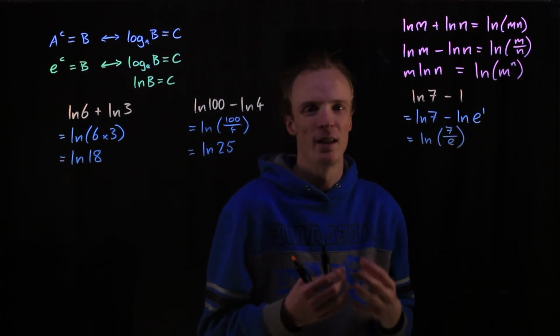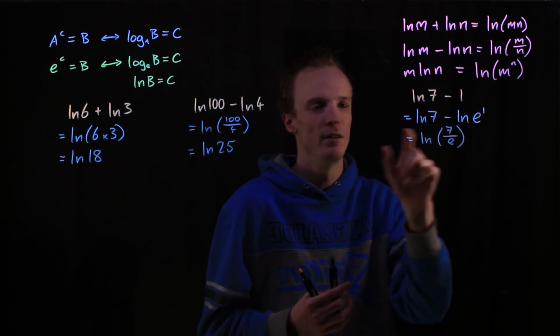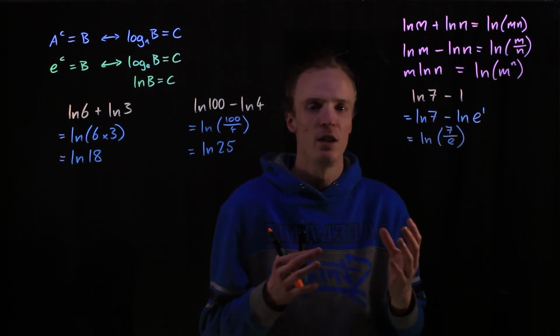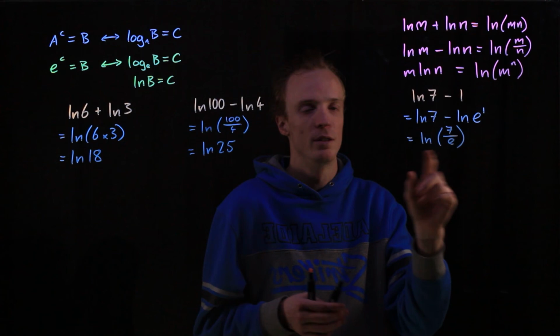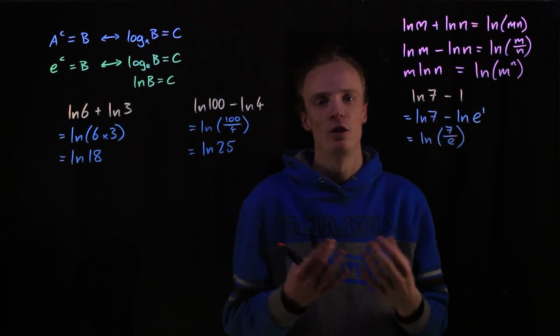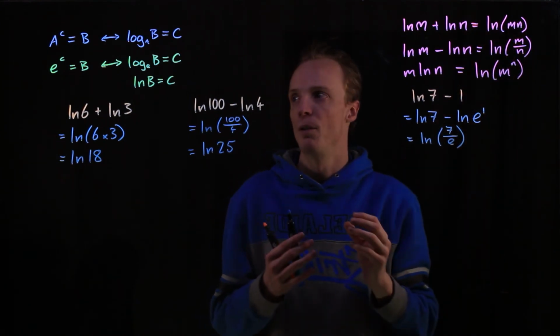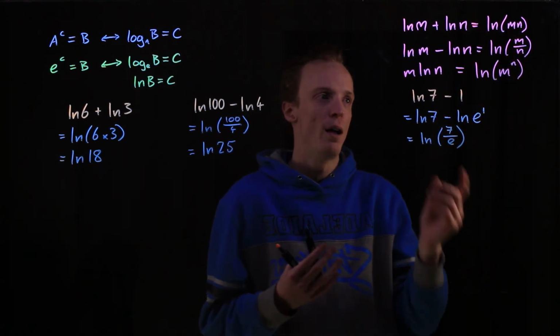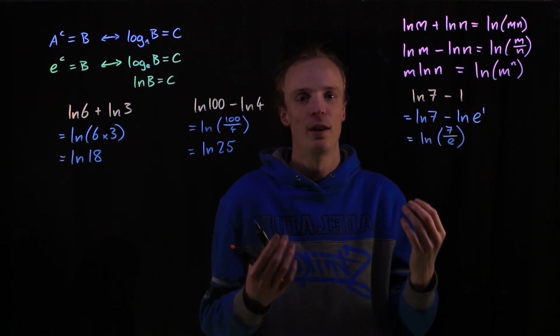Now 7 divided by e doesn't go nicely, so this here is in simplest form. Once again, you could put it in a calculator if you wanted to find the exact value of this, but this is just an example of how we can use the same log laws that we learnt previously when we've got a base of e, which we call the natural logarithm.